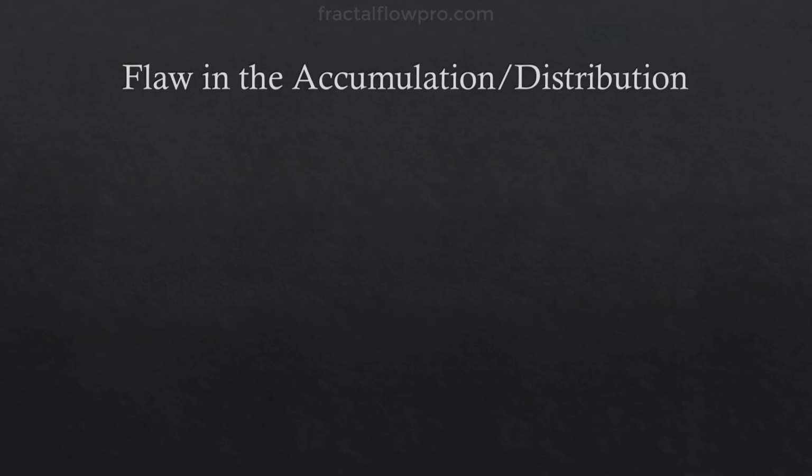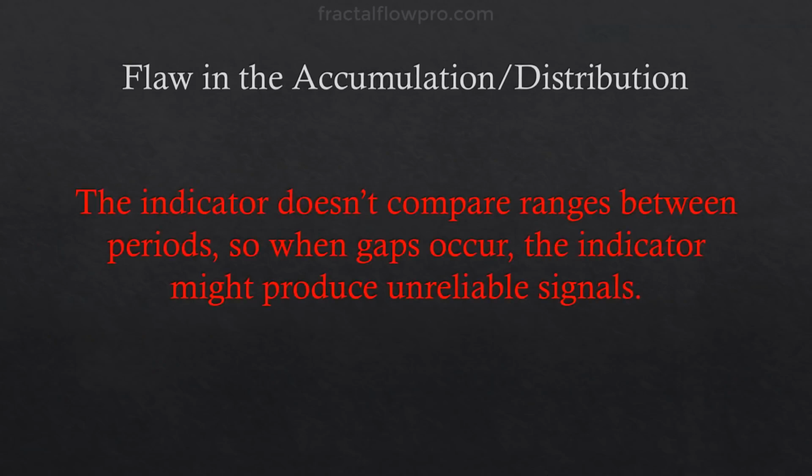One major flaw of the accumulation distribution indicator is that its formula doesn't compare the price range between periods. So when gaps occur, for example, the indicator and price action will become out of sync and will produce unreliable signals. Another interesting volume indicator is the volume profile.